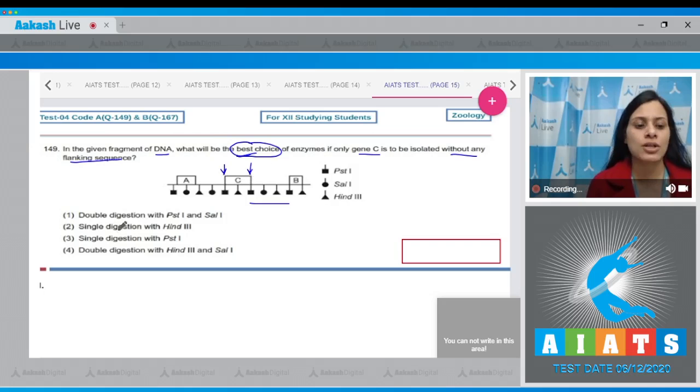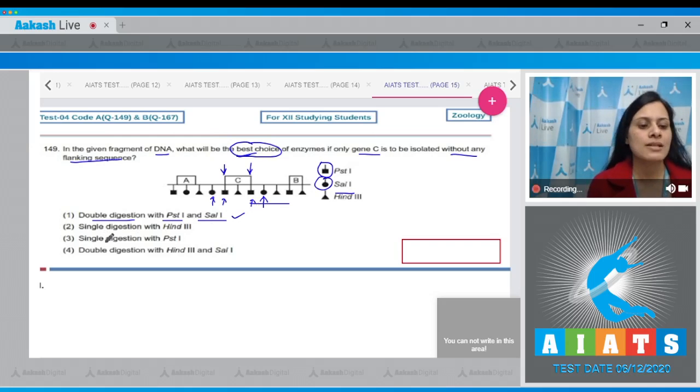The very first option given is double digestion with PstI and SalI. So if you digest this DNA fragment with SalI, which is represented by this, and PstI, it's going to cleave here and here and then here and here. So you may get this C sequence, but then you require 2 enzymes in it.